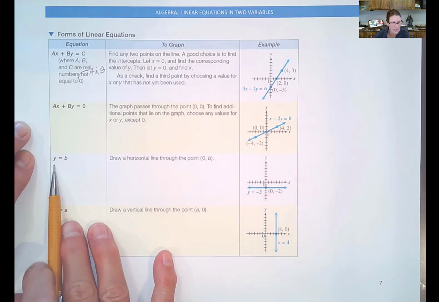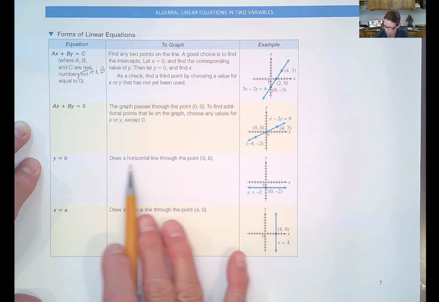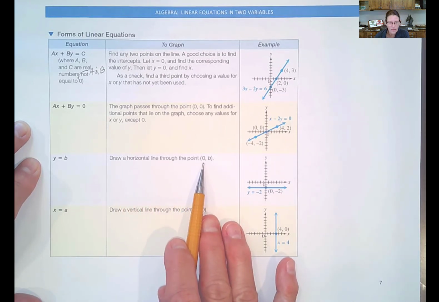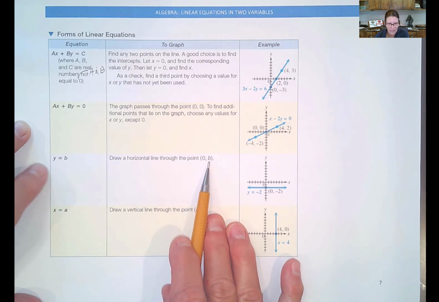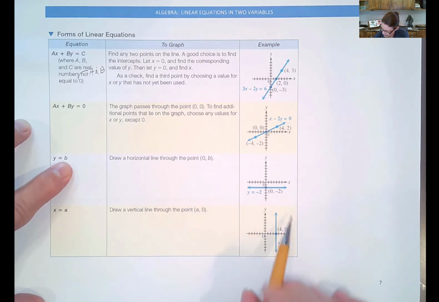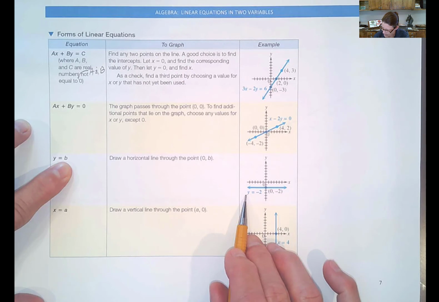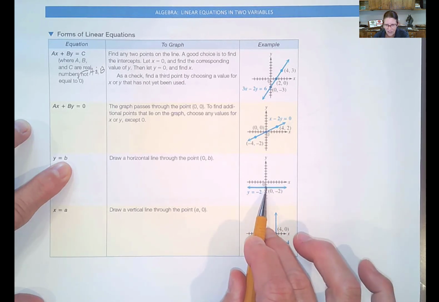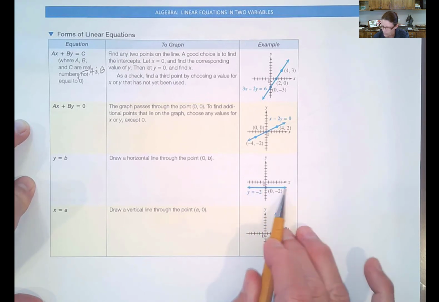If your equation looks like y equals some number, then draw the horizontal line through the point with coordinates (0, b). So whatever that number is, find it on your y-axis. For example, y equals -2, find -2 on the y-axis and form the horizontal line through that point.